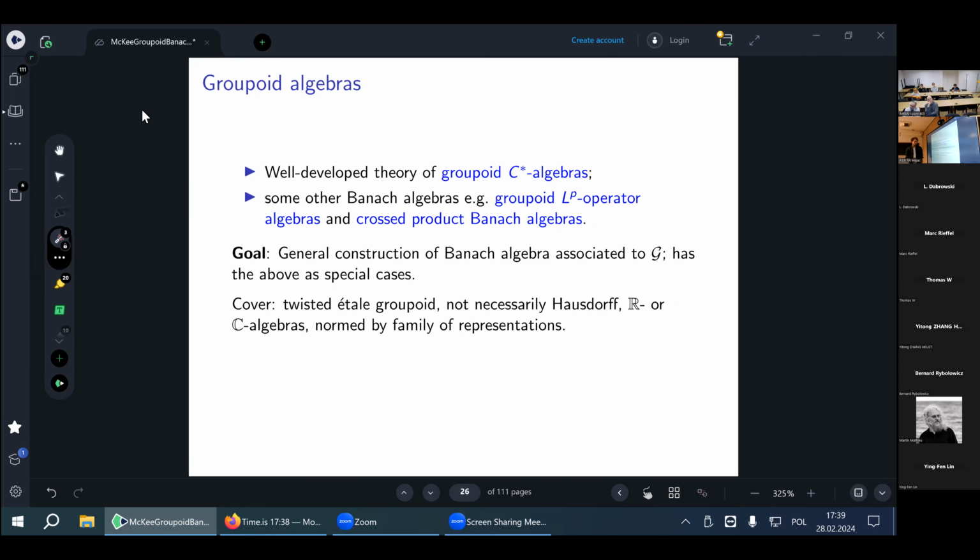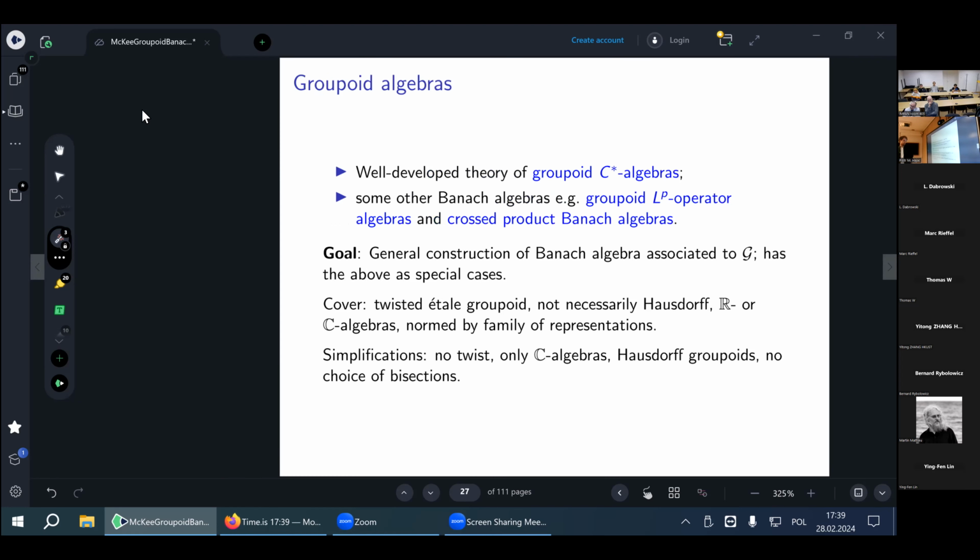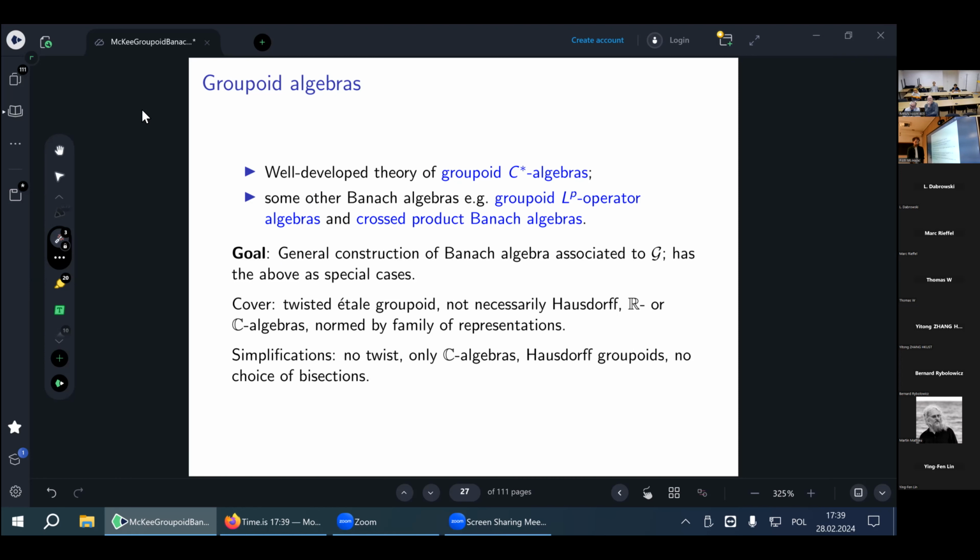So this says what our construction in the paper covers. In general, we work with twisted étale groupoids. They don't have to be Hausdorff, as I said. Our algebras are over the real or complex numbers. We can have some flexibility with the field. And I forgot to say they're normed by a family of representations in general.